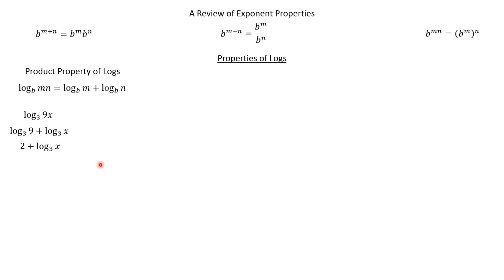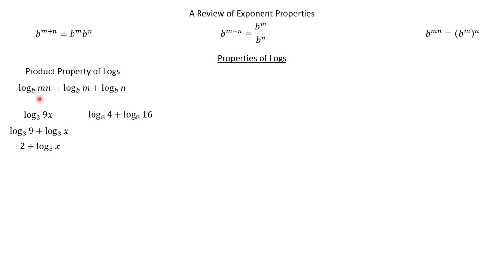We can also use this property to go backwards. If we're starting out with two things being added, log base 8 of 4 plus log base 8 of 16. 8 to the what power equals 4? That's a tough one. Turns out it's 2/3. We'll actually see that a little bit later today. And then 8 to the what power equals 16? It's 4/3. Again, we'll see that a little bit later.